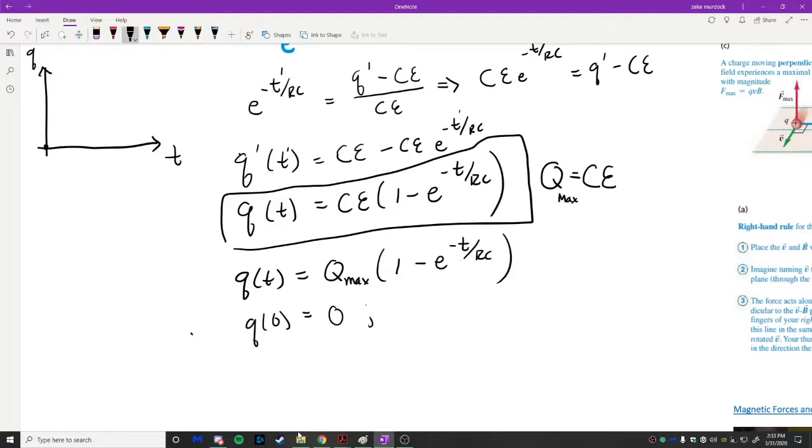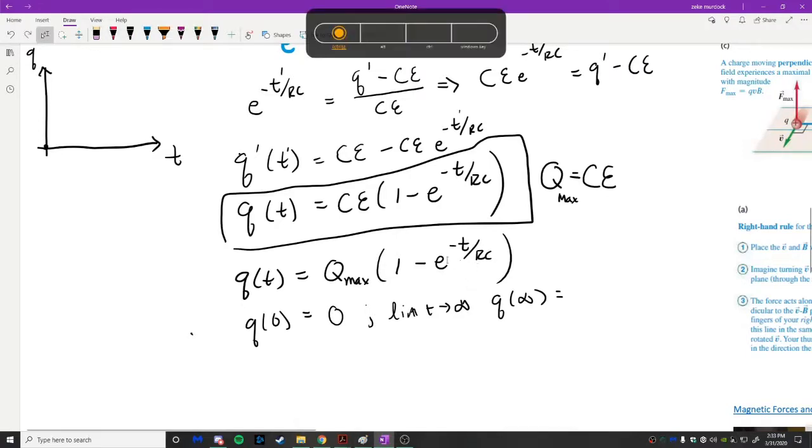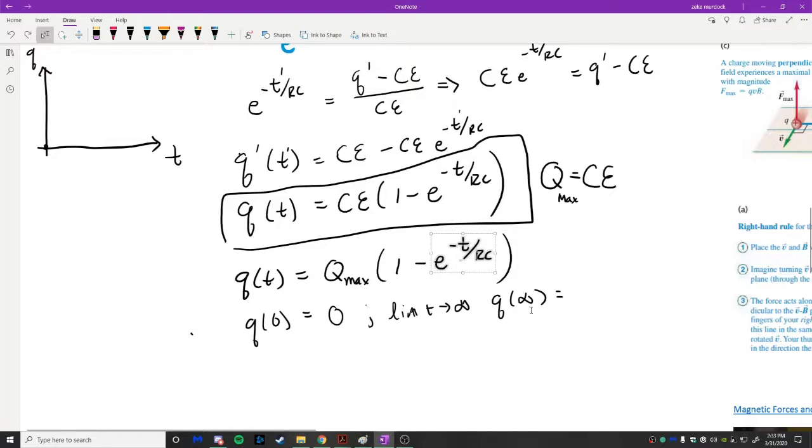What about if I take the limit as t goes to infinity? What does q go to? What's q of infinity? What does that term right there become if you put in infinity? It becomes 0, right? So what's q of infinity equal to? Yeah, this is just equal to the maximum charge on the capacitor.